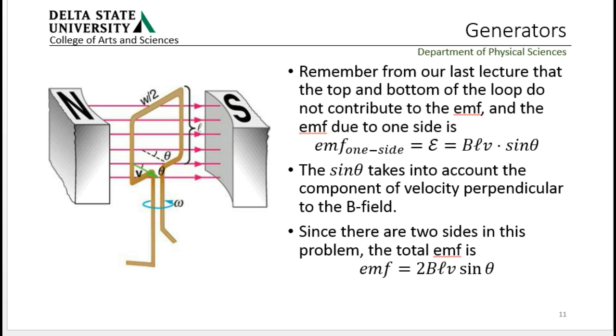Now if you remember from our last lecture, the top and bottom of the loop do not contribute to the EMF, and the EMF due to one side is BLV sine theta. The sine theta takes into account the component of velocity perpendicular to the B field. Now since there are two sides in this problem, the total EMF is 2BLV sine theta.